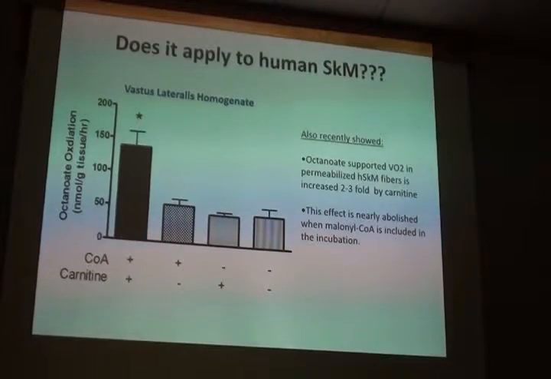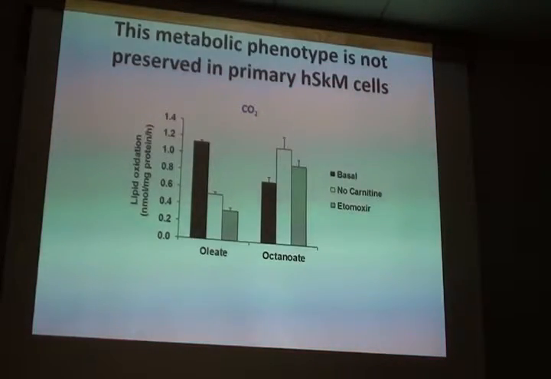We think that at the level of mitochondria and within the tissue itself, this model is very true, but as should come as no surprise, every once in a while, unfortunately, this metabolic phenotype doesn't seem to be preserved in primary human skeletal muscle cells. Because when we left out carnitine and added another CPT1 inhibitor, etomoxir, we used a long chain fat like oleate, no carnitine, and etomoxir decreased the oleate oxidation rates of this long chain fat. But when we used octanoate, that didn't happen.